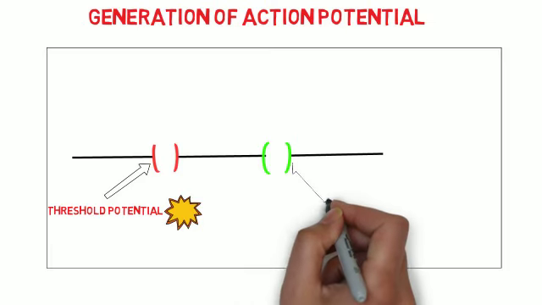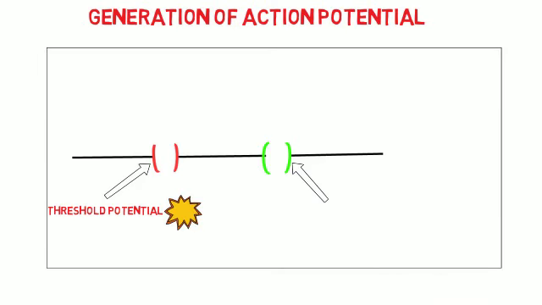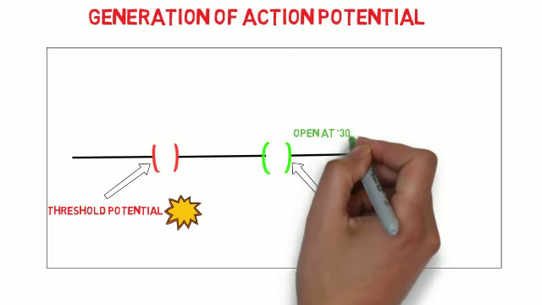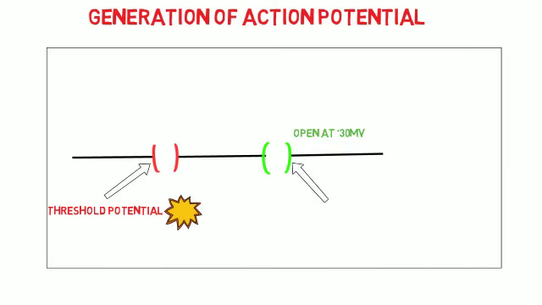Also, we have the voltage gated potassium channels. Again, these channels are inactive at the resting state, and when the potential rises to about plus 30 millivolt, these channels open up, and when they open, a large amount of potassium flows from the inside to the outside of the cell, making the potential negative.